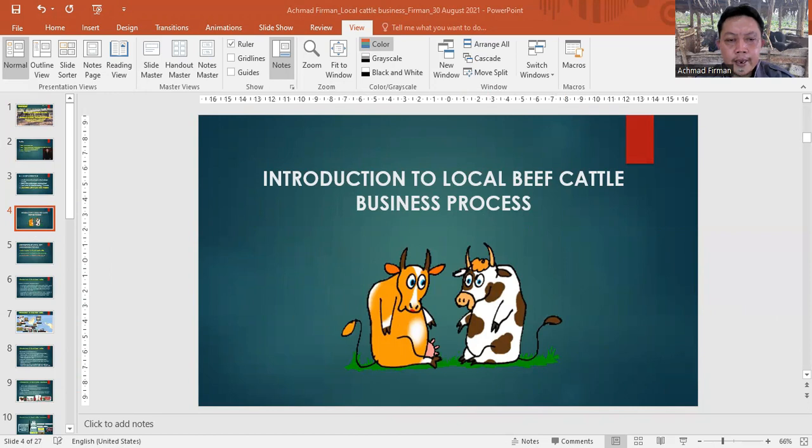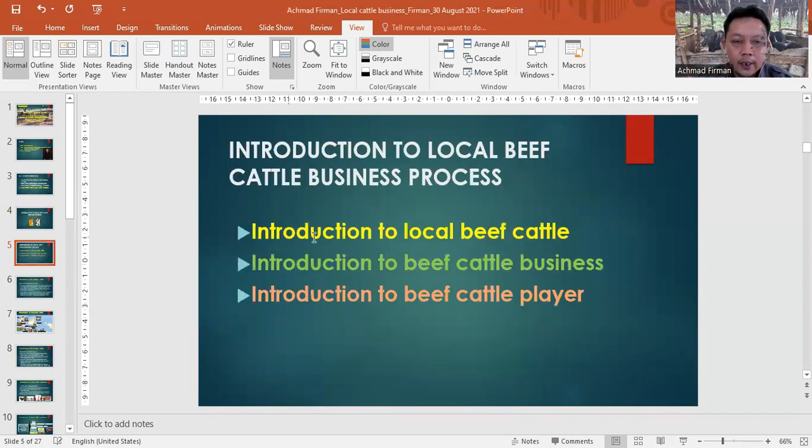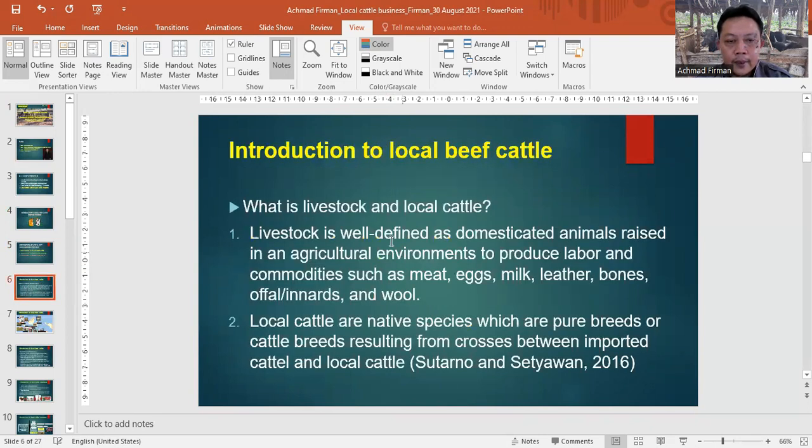To understand the storyline in the subtopics, I divided it into 3 sections, namely introduction to local beef cattle, introduction to beef cattle business, and introduction to beef local player. These subtopics can help deliver understanding. Next slide. Introduction to local beef cattle.